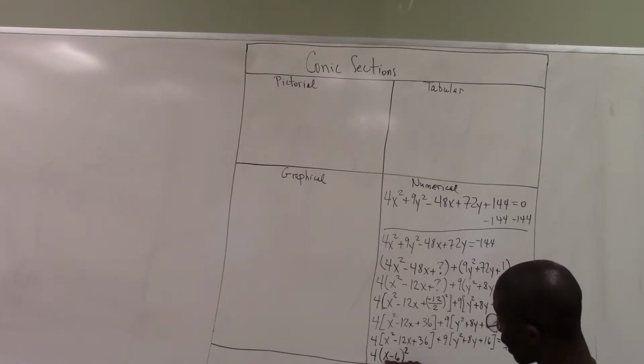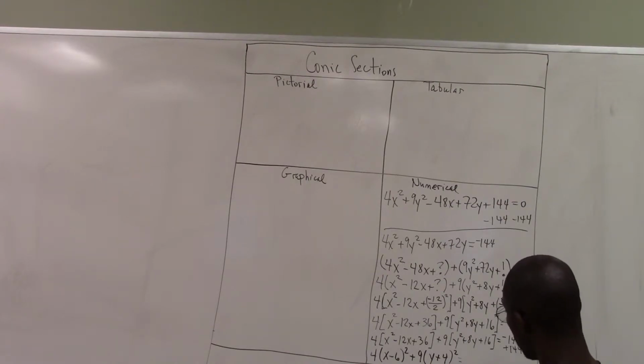If I multiply x minus 6 times x minus 6 and do the distributive property, I end up with x squared minus 12x plus 36. Because negative 6 plus negative 6 gives me negative 12x, and then negative 6 times negative 6 gives me positive 36. Repeating the same process with this next polynomial, I end up with 9, and then I have times parenthesis, and I end up with y plus 4 all squared.